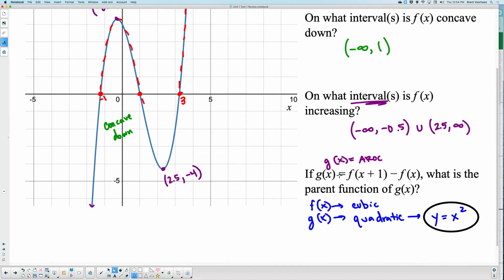So I'm missing some words in there. It should say if all the zeros of f are shown, and g of x equals this, what is the parent function? And that would be it.